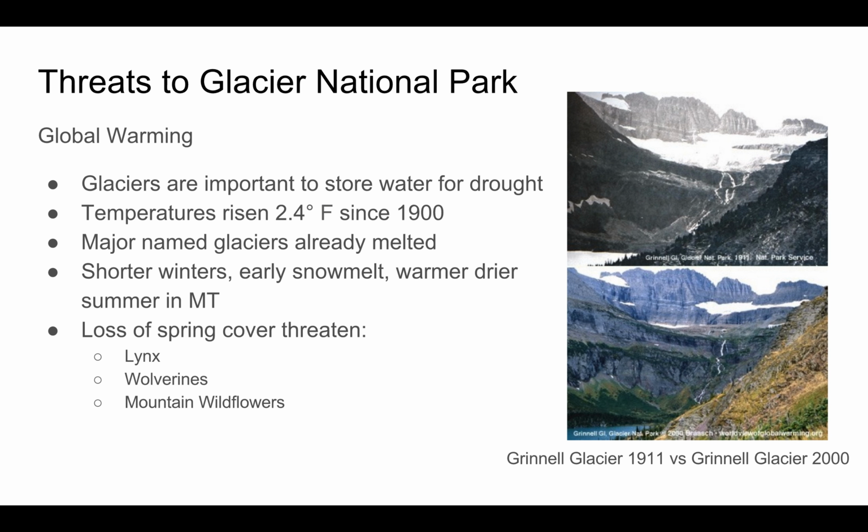Glaciers are also important to the ecology. By storing water as ice, they provide a source of water during droughts and help regulate stream temperatures. The climate changes also bring shorter winters, earlier snowmelt, and warmer, drier summers.